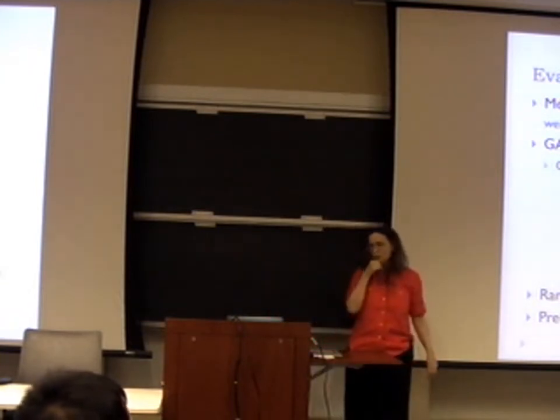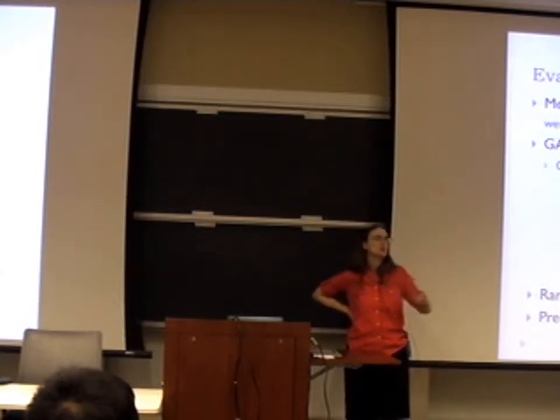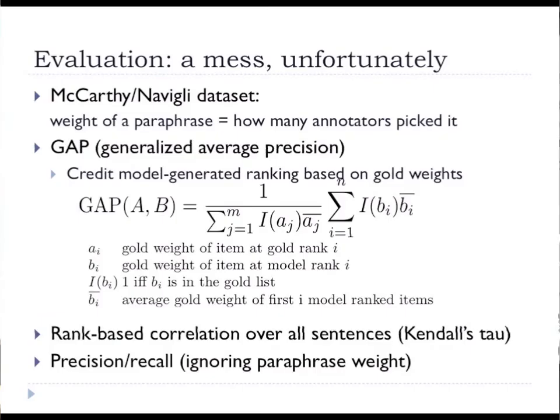Evaluating contextualization approaches is unfortunately a big mess. It's really hard to compare different approaches because people use all sorts of different evaluation measures. So in the McCarthy and Navigli datasets, this is a dataset where people picked paraphrases. They were given a sentence like, he was arrested on charges of, whatever, drug trafficking, and then the human annotator would write offense or accusation or however many paraphrases they wanted. And the paraphrases there are weighted by how many annotators picked them.